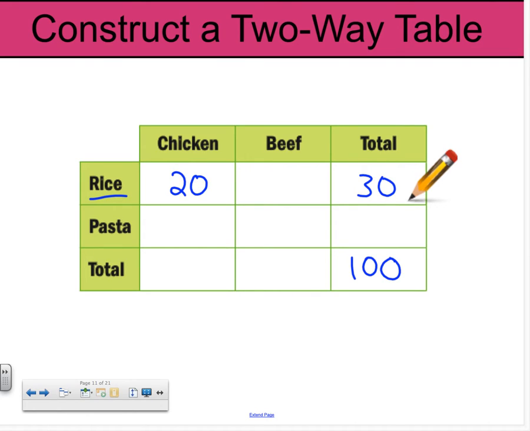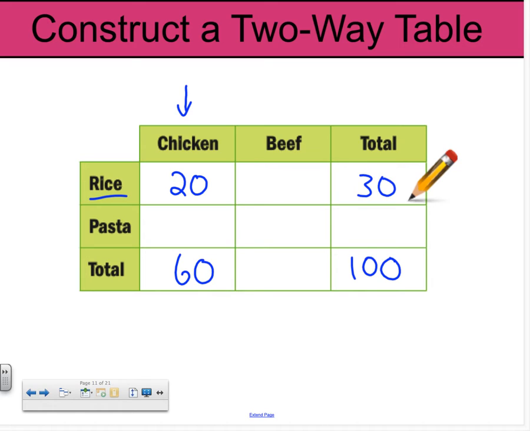Okay? What else do they tell us? They also said there's 60 customers that like chicken. So if this is the chicken column, we know there's a total of 60 people that like chicken. Now, the problem is that's all the information they gave us. So how can we finish this table?